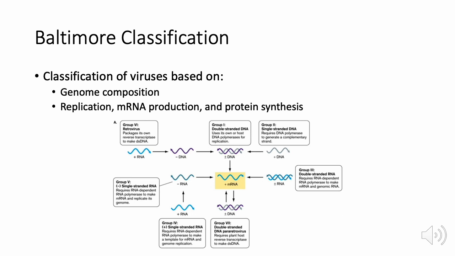Welcome! In this video, we are going to cover an introduction to the Baltimore classification. This will evidently be very distinct from the ICTV by examining how a virus may replicate itself, make its messenger RNA, and make proteins. For the purpose of this course, we will only be covering 6 of the 7 groups, ignoring the double-stranded DNA pararetroviruses.